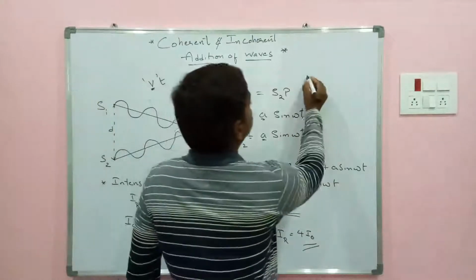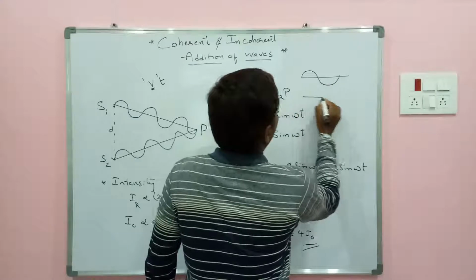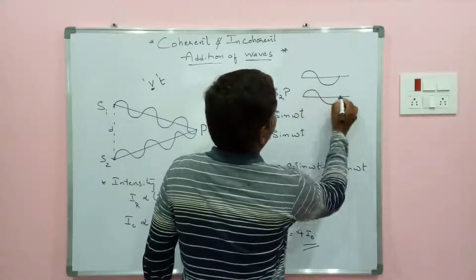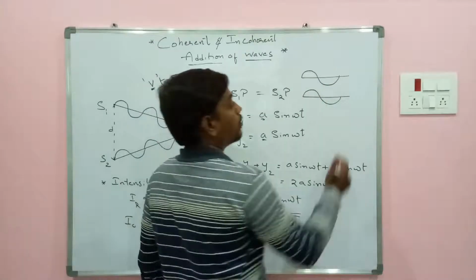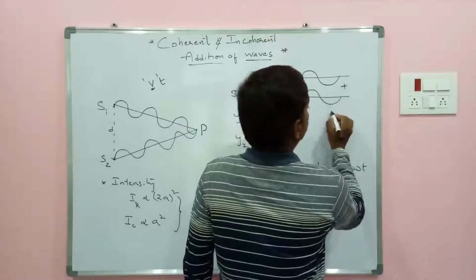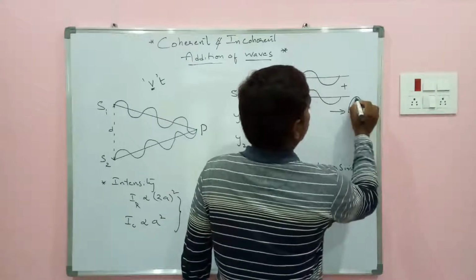How does it happen? This is the first wave and this is the second wave. Crest to crest and trough to trough, they both are overlapping. So the resultant wave will be given as this, increased.